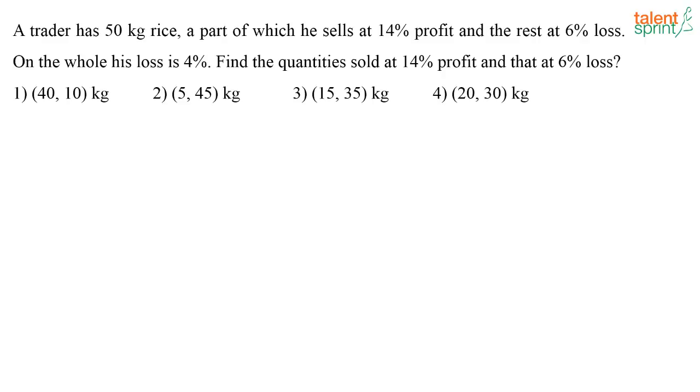A trader has 50 kg rice, a part of which he sells for 14% profit and the rest at 6% loss. On the whole, his loss is 4%. Find the quantity sold at 14% profit and 6% loss. Yes, you can take cost price as 100, that is also very easy to solve. If you take cost price as 100, then you can take the selling price to be 270 and solve it that way also.